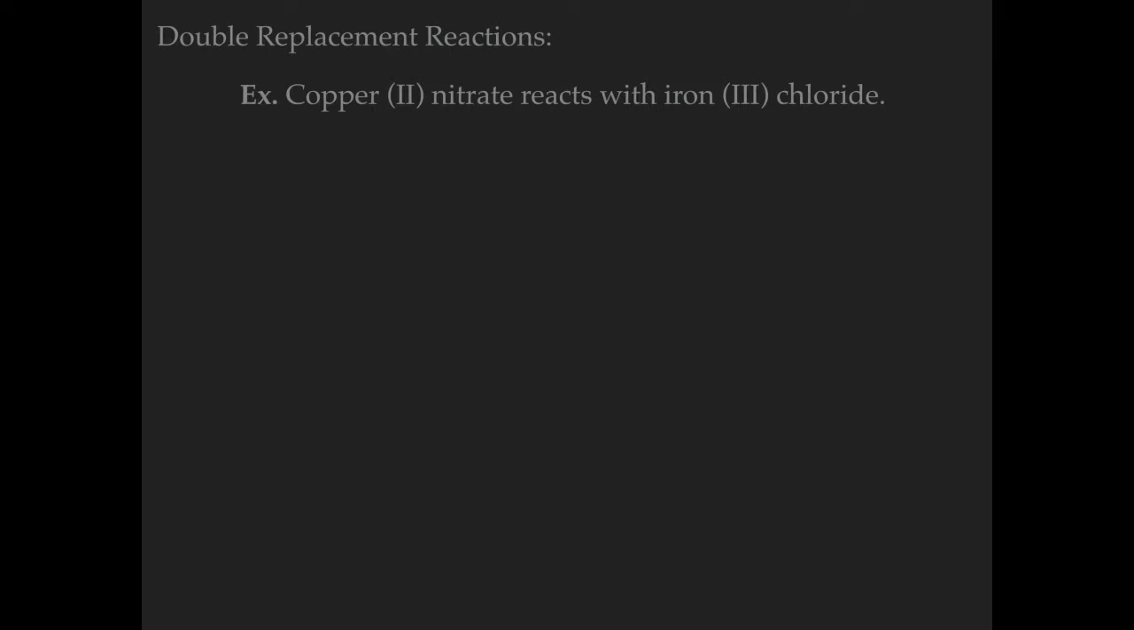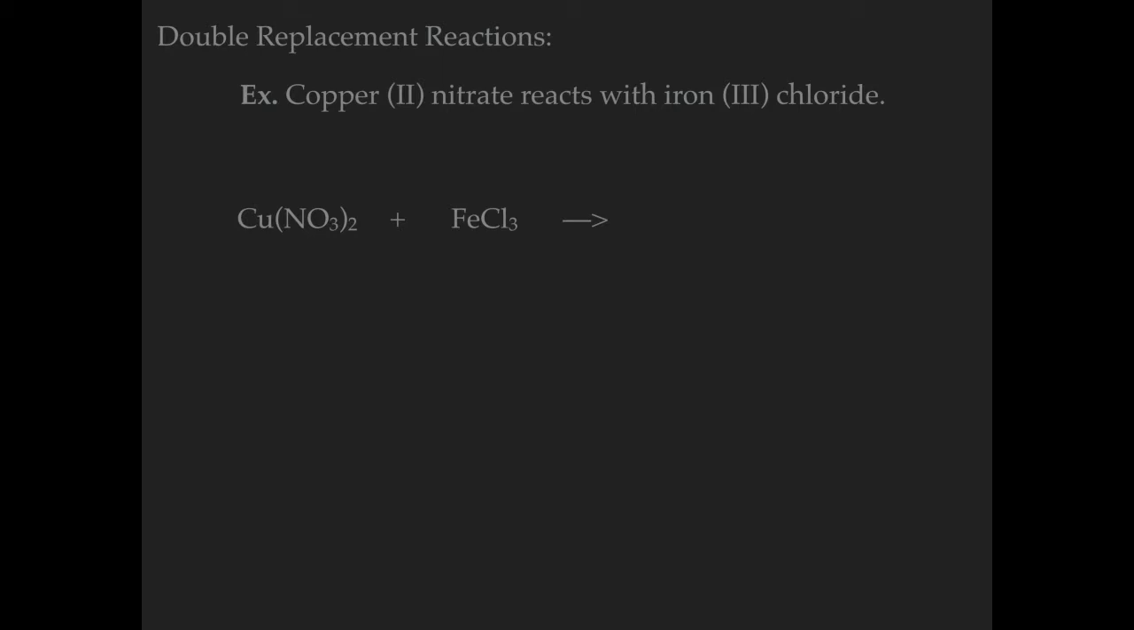So in this problem, it tells me I have copper 2 nitrate and it reacts with iron 3 chloride. So I'm going to write these formulas. Copper's charge is +2, nitrate is -1, and so the formula for this would be Cu(NO3)2. Now that's going to react with iron 3 chloride. So again, I cross my charges and I would get FeCl3. And now I've got to figure out what my products are.